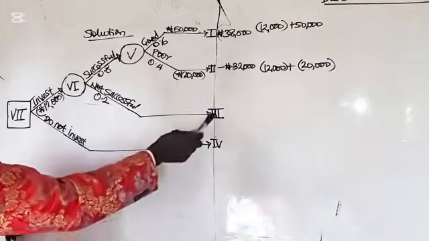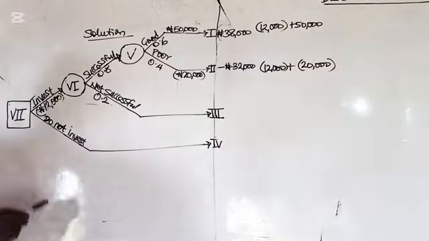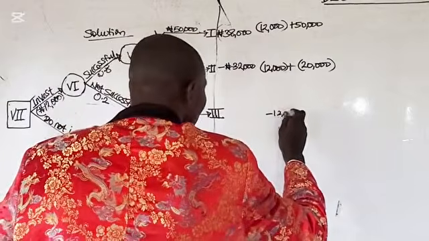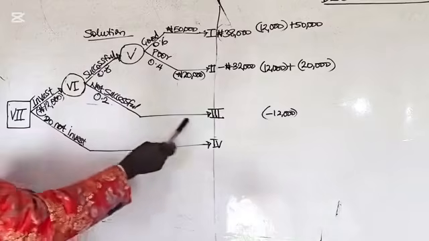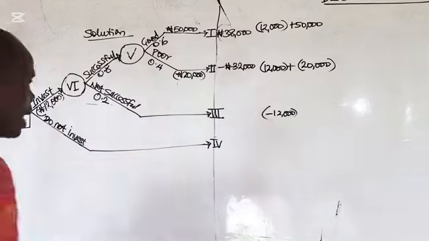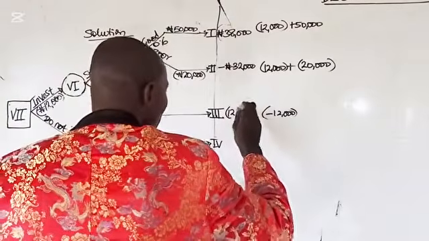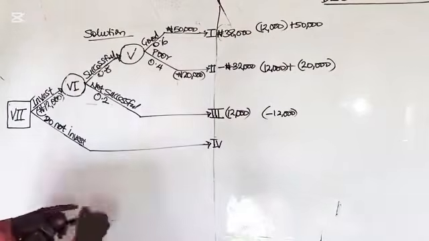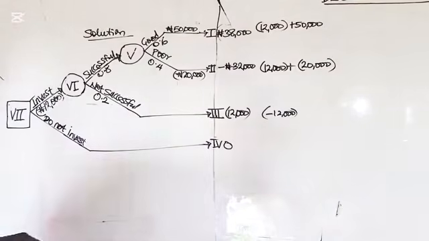Then the next one is point 3. If you start from the point of origin, minus 12,000 is cost. Then travel to point 3, no cash flows. So that means point 3 will be minus 12,000. If you travel to point 4, no cash flow, so it will be 0. You've determined the values at point 1, 2, 3, and 4.